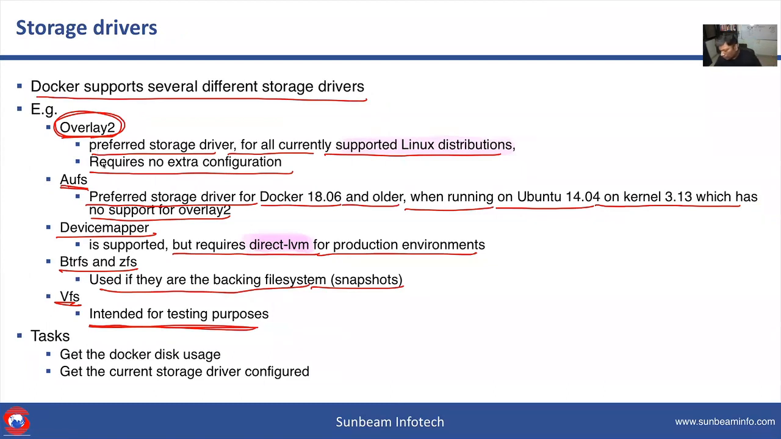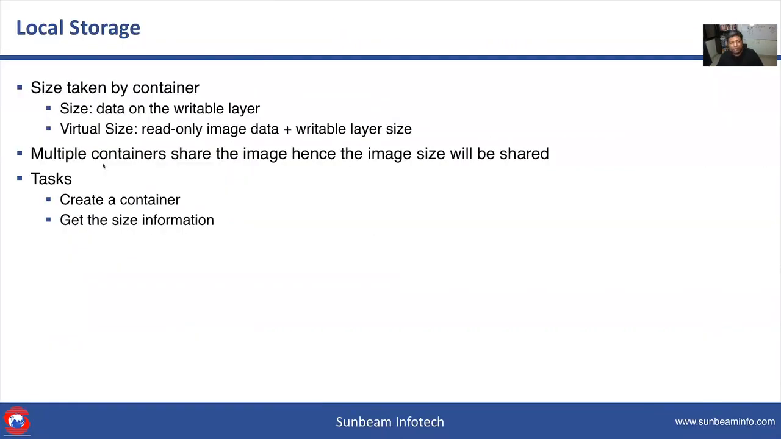So this is the one with which we can try to store the data permanently. Now, when we want to do it, there are options actually. Maybe we can say something like local storage. Local storage is nothing but the data which is stored inside the writable layer. This is something called local storage. The size is the size taken by the container, which is the data on the writable layer, and the virtual size is the image data plus the writable layer size.